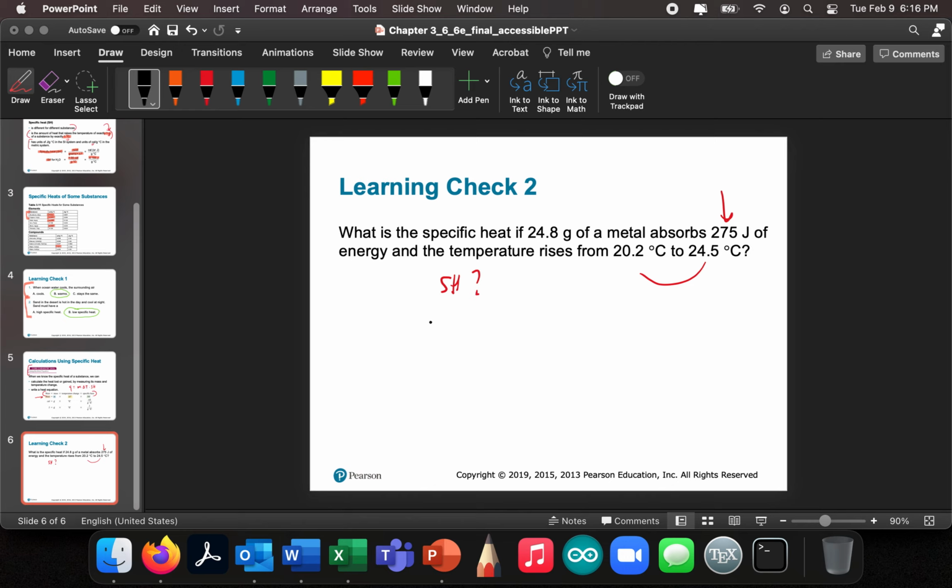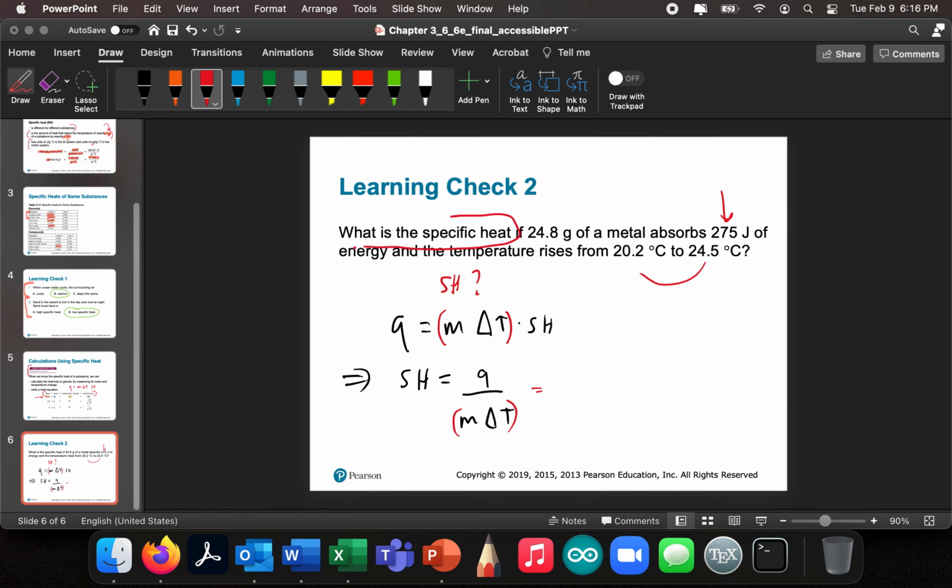Okay, so let me suppose that you did pause the video, and I'm going to write the equation out. Q is equal to M delta T times specific heat, right? This is the same equation if I divide both sides by mass times delta T. I can say specific heat is equal to Q over M delta T, right? Can you see what I did? I just divided both sides by this term, and I isolated specific heat. And I did that because I wanted to know what is the specific heat, right? That was the question. So let's fill in all the answers and we'll be done.